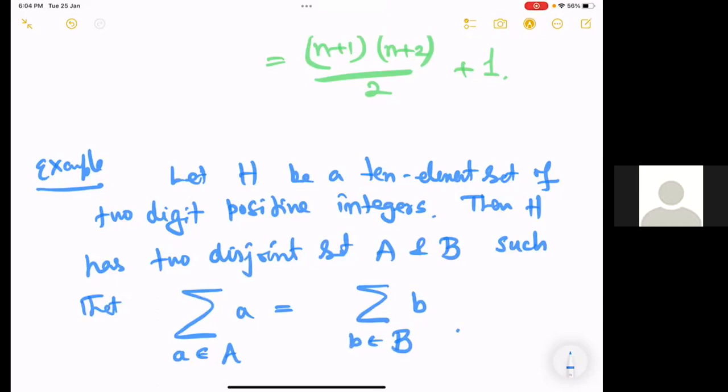So A and B are any disjoint subsets, right? Yes, you have to argue that there exist at least 2 disjoint subsets A and B of that big set H, such that the elements, if you add up inside the set A and inside the set B, they are exactly the same. Good. Try.